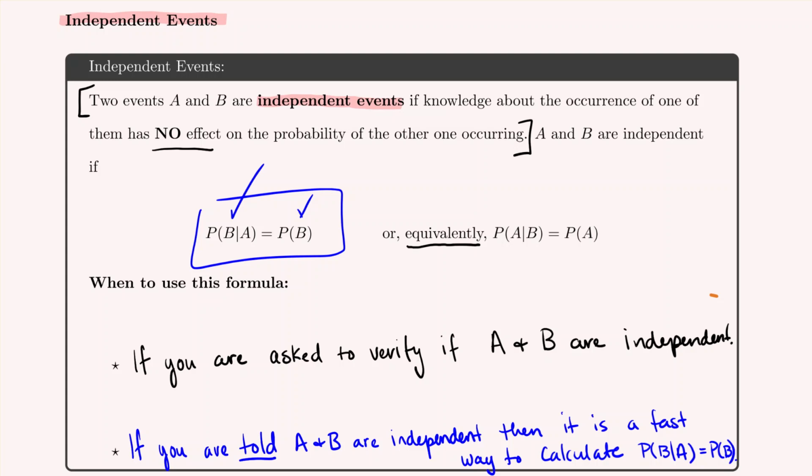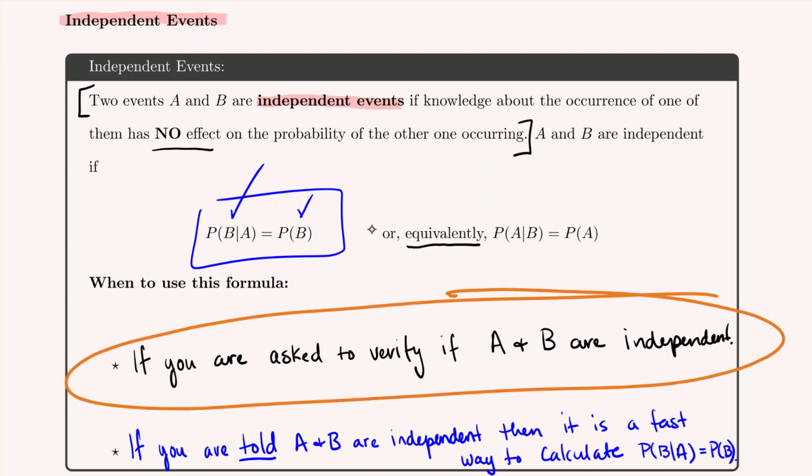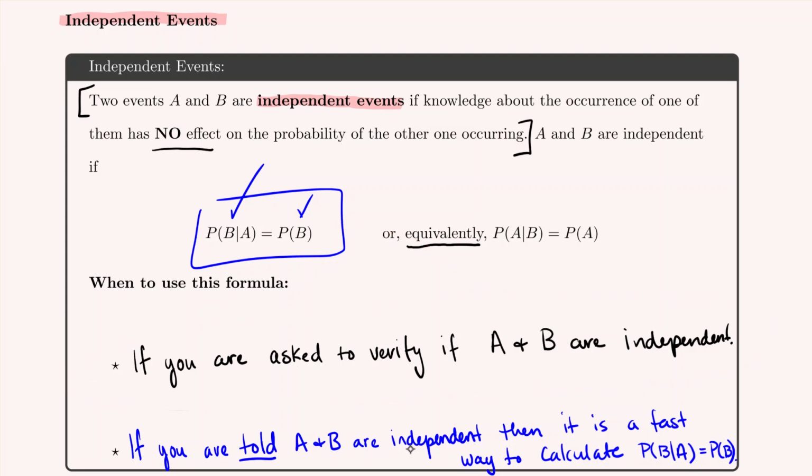So in the first example, we're trying to verify their independence using this formula. In the second way we could be asked to use it, we're told they're independent, so we're guaranteed this formula works. So if we want to calculate the probability that B given A occurs, it's just as easy to calculate the probability of B.